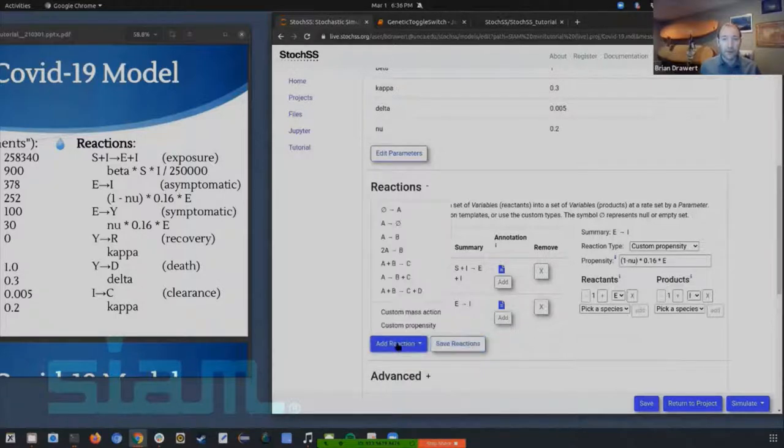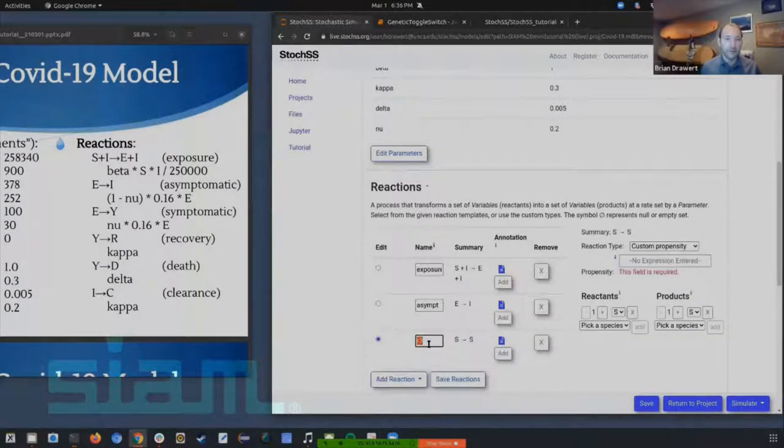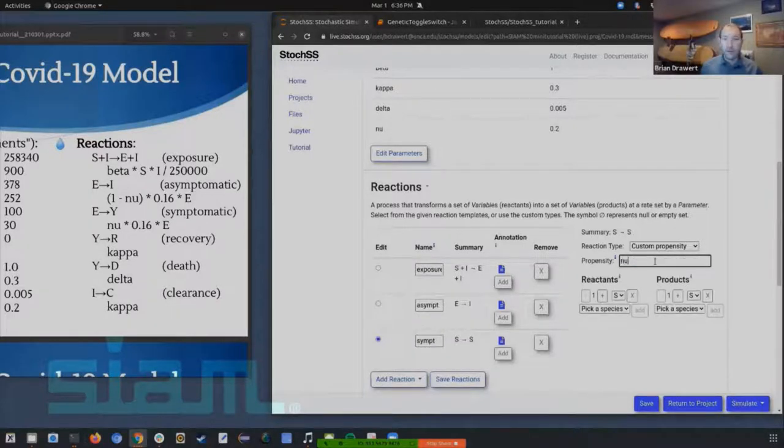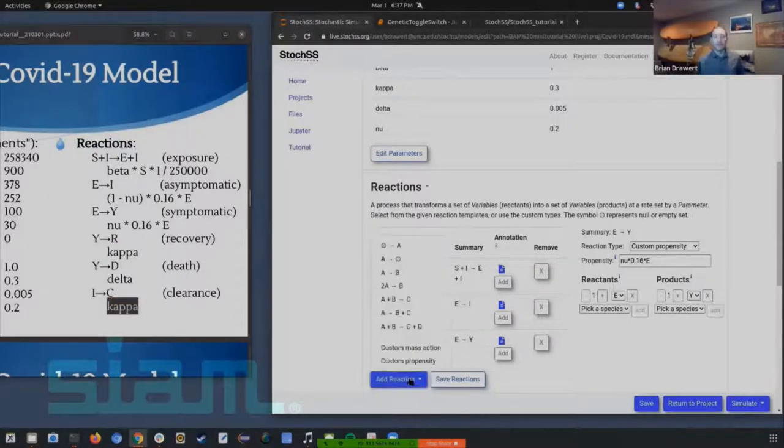Perfect. Add another reaction. Let's see, this one. Yep, that's another custom propensity. So I'm just going to skip that first step and then call this simp. This is going to be nu times 0.16 times E, and this is going to be that E goes to Y. That looks all correct. Okay, so now kappa, delta, kappa, these are going to be just simple mass action reactions.